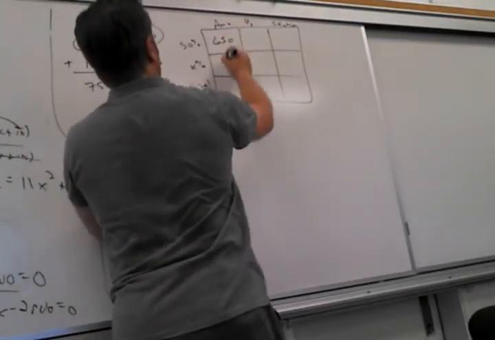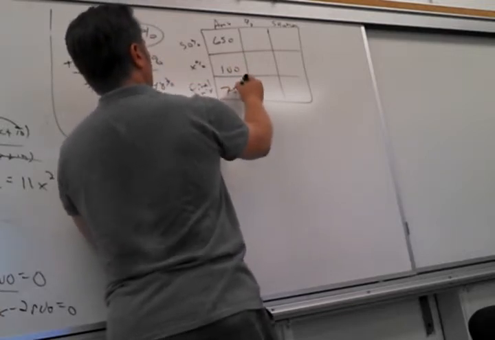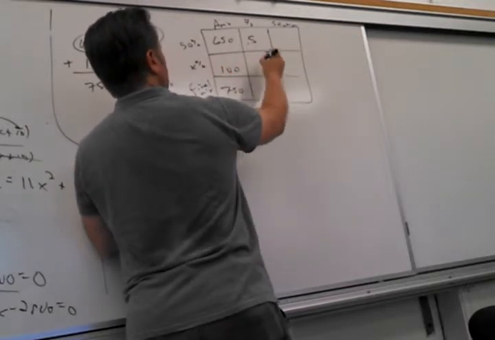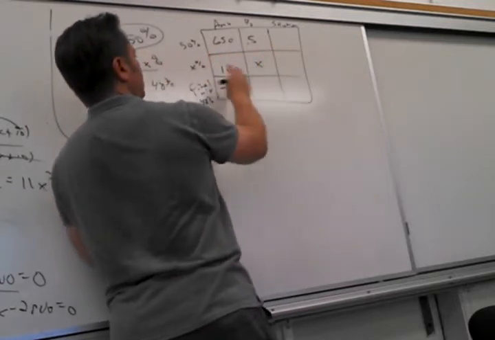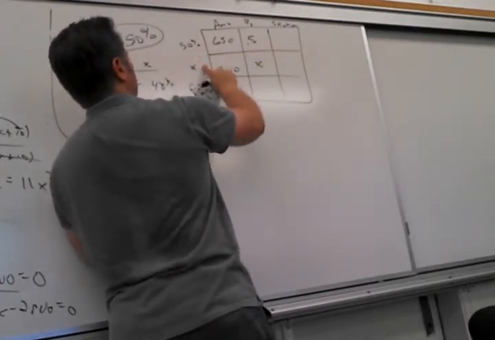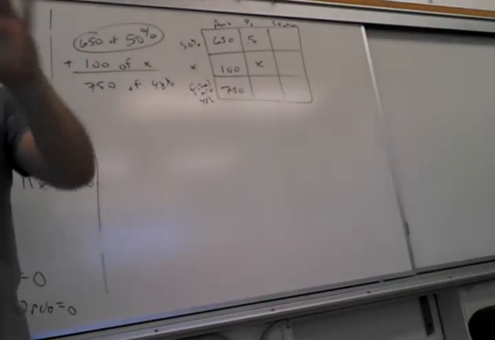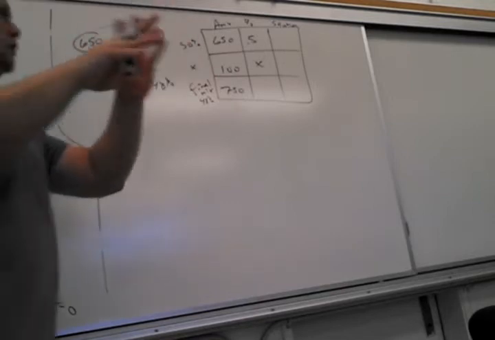I've got 650 of that, 100 of that, so of course I'm going to end up with 750. This is 0.5. This is X percent, so maybe I should just call it X. It's going to come out as a decimal, and I can make that into a percentage. That'll make it easier to work with. You guys kind of with me?